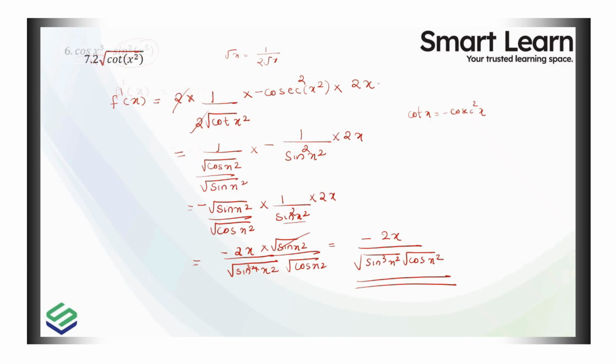Next. 2 root cot x square. First is 2 into root x. Root x derivative is 1 by 2 root x. So 1 by 2 root cot x square. And the derivative of cot is minus cosec square of x square. Then x square gives 2x. Then the 2s cancel. Cot x square I can write as cos by sine, and cosec square I can write as 1 by sine square, with the minus sign, into 2x. Then by arrangement or simplification you will get the final answer.